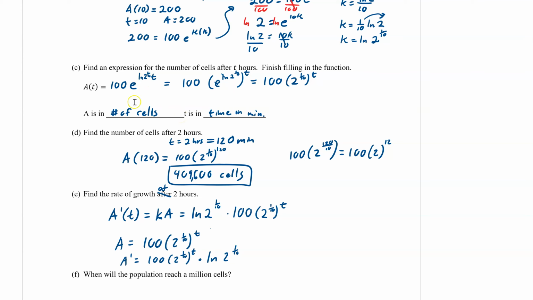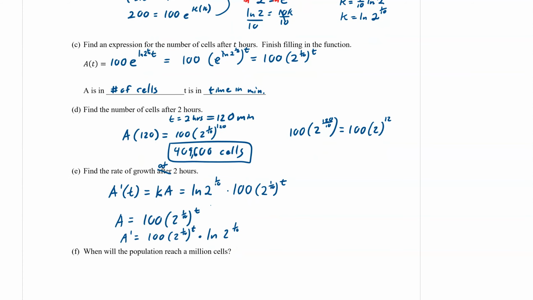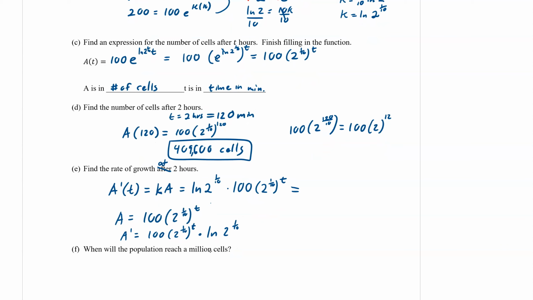So you could even just take the derivative of this one, and it would work exactly the same way. Because if you did the e, it would be 100 e to this, right, which is this, times the derivative of the exponent, which would be ln of 2 to the 1/10. And there it is. So all the formulas work. Whichever one you want to use, they work the same way. But we need to make this look a little bit nicer. So we get 100 ln of 2 to the 1/10, put parentheses around it, times 2 to the 1/10 t.